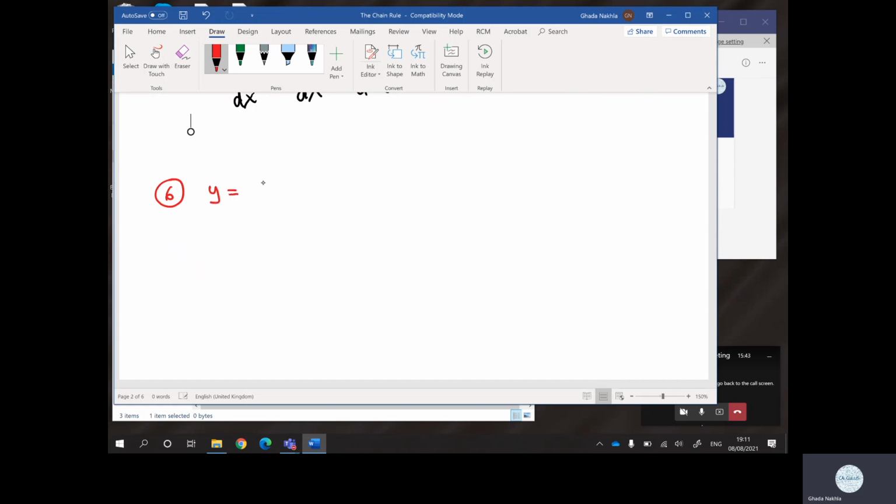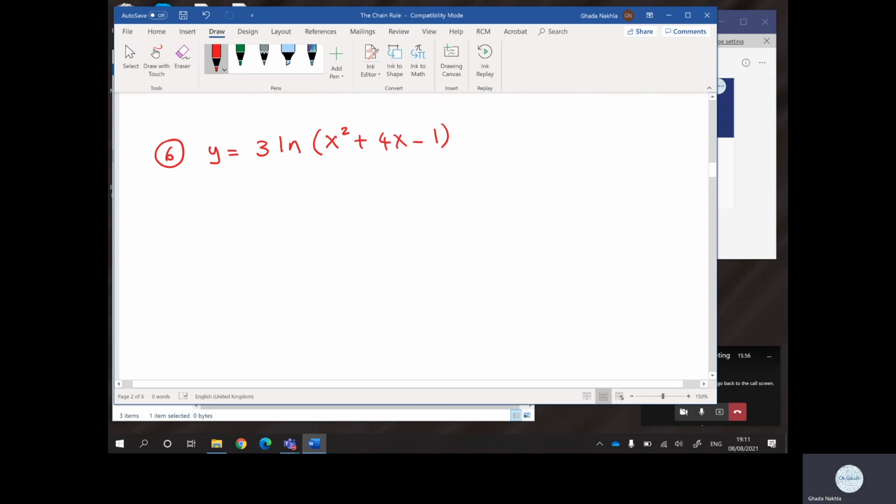y equals 3 ln, and then let's have something complex. Okay, how to differentiate something really complicated like this one? I follow exactly the same rules, same as what I've been doing before. Let the bracket equal u, and the bracket is x squared plus 4x minus 1.